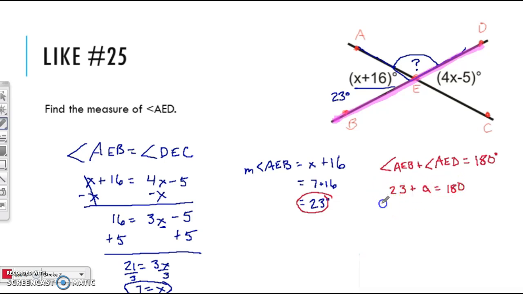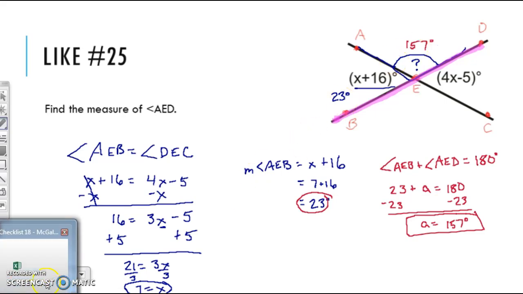All right, so subtract 23 from each side to get A by itself. And we get A equals, what do we get? Use your calculator. 180 minus 23 is 157. So we know that the measure of angle AED, this guy right here, is 157 degrees. See, I told you that was going to be a fun one. Hope that helps.